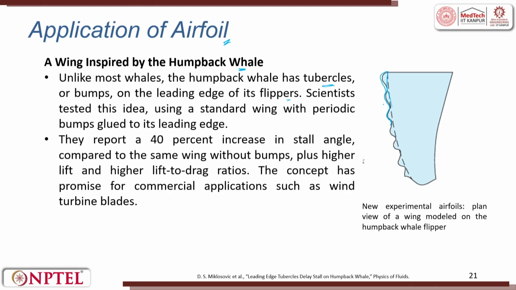The scientists tested this idea on a standard wing with periodic bumps glued on the leading edge. The report says that there is a 40% increase in the stall angle compared to the same wing without bumps. So, the lift to drag ratio increases. The concept is used for commercial applications, such as wind turbine blades today, which are made with these tubercles. So, these are the structures which are there.